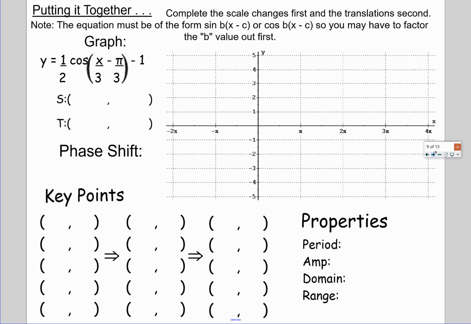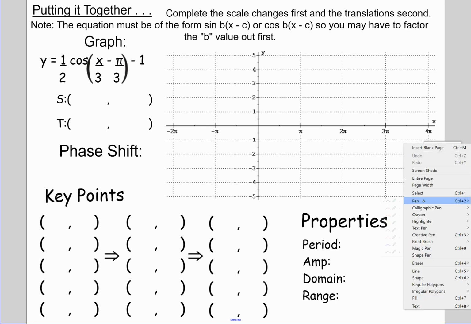All right, so before we do anything in any of these problems, we need to make sure that our equation is in that proper form that matches our transformation chart that we talked about before. And that means there should be nothing multiplied by your x. If there is, like there's a 1/3 technically multiplied by my x here, I need to factor that out of the parentheses. So I'm going to do that first just to get it in the proper form.